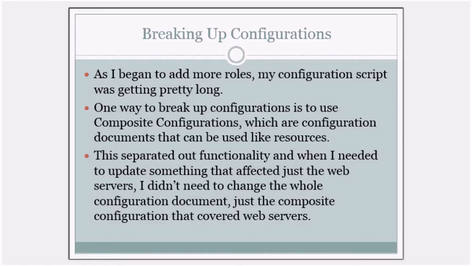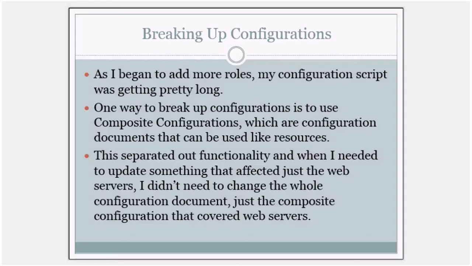So one way that we could break up configurations is to use composite configurations. Now, I didn't know about composite configurations at first, and so I was trying to split mine out into different PS1 documents, and I found out that didn't work so well. If I loaded different PS1 documents, if they weren't loaded in the same execution context, or if all of the configurations weren't generated kind of in the same pipeline, they couldn't pass parameters to each other.